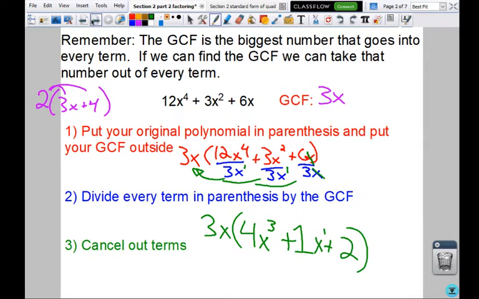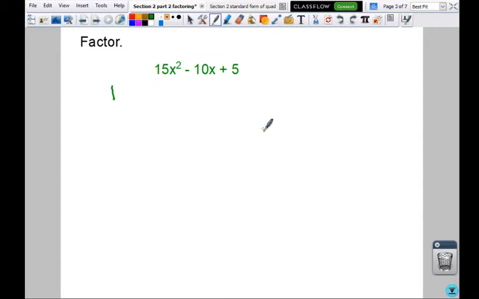Okay, so we're gonna factor out whatever we can from this problem here. You guys have done GCF for a few days. So what's our greatest common factor? 5, right? 5 is the biggest number that goes into 15, 10, and 5. There's no x's here, because x is not in all of them. My GCF is 5.